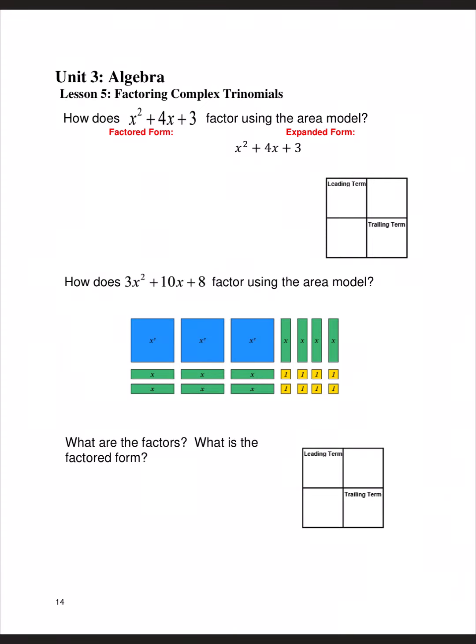Hello everyone, today we're going to look at Unit 3, Lesson 5, Factoring Complex Trinomials. So we'll start by looking at a simple trinomial like the ones we have seen in the previous day's lessons.